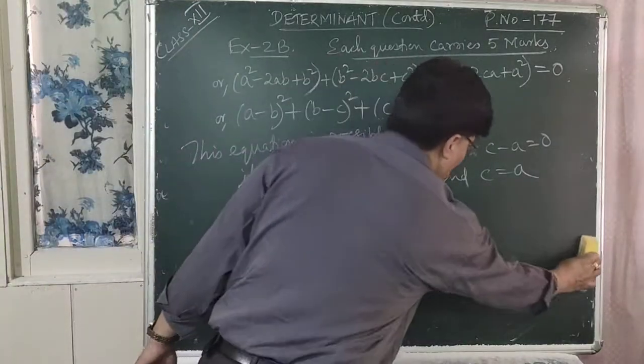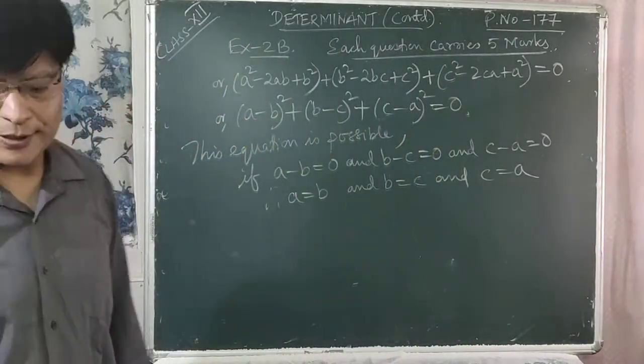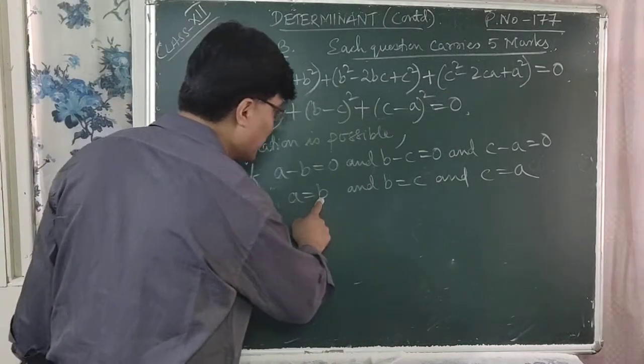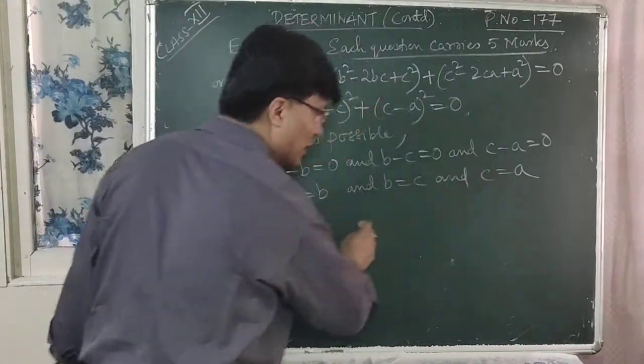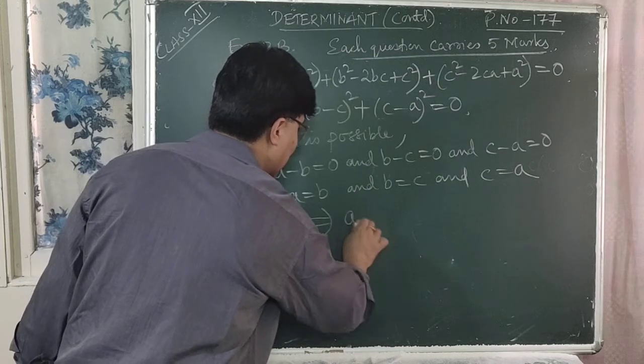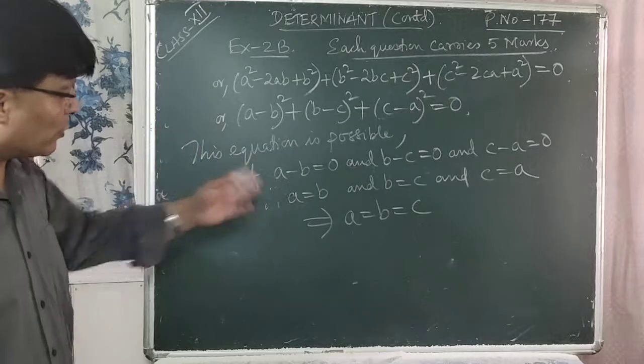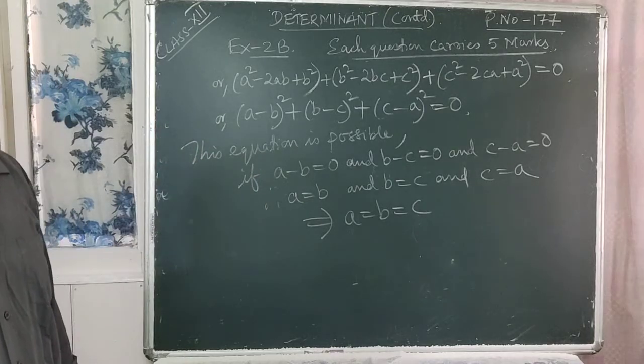So let us combine all these three relations. a is equal to b and b is equal to c and c is equal to a. What can you write? It implies that a is equal to b is equal to c. So we have proved this result, that is a is equal to b is equal to c.